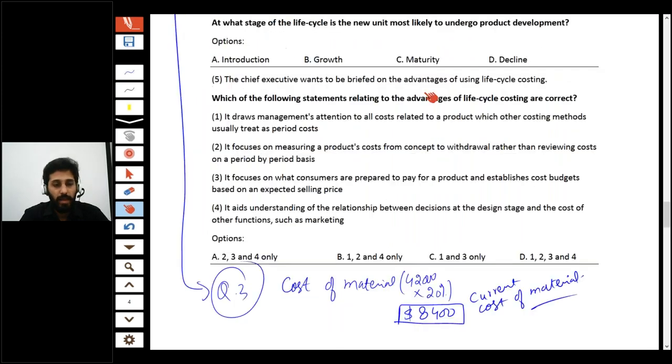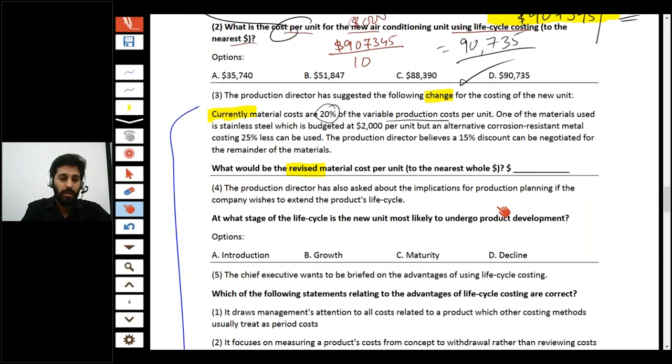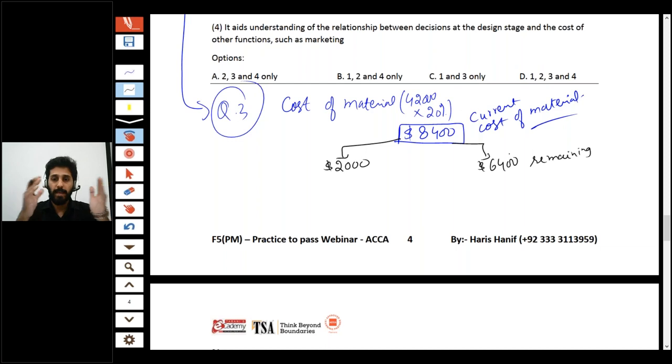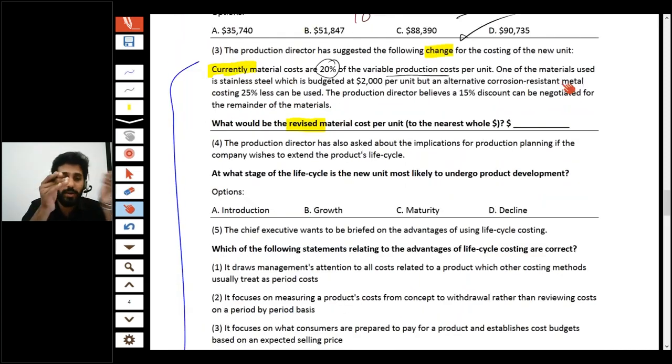Now let's move ahead. It is saying that one of the materials used is stainless steel, which is budgeted at 2,000 per unit. Including in 8,400, there is one material which costs $2,000, and the remaining is 6,400 obviously. This is the cost of stainless.